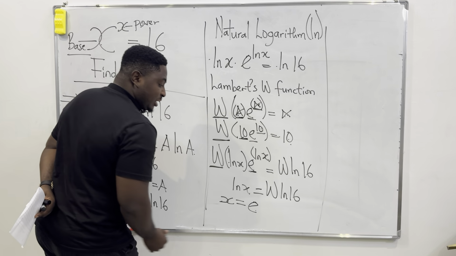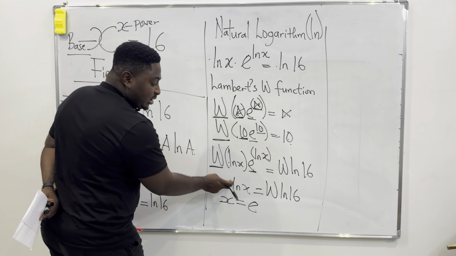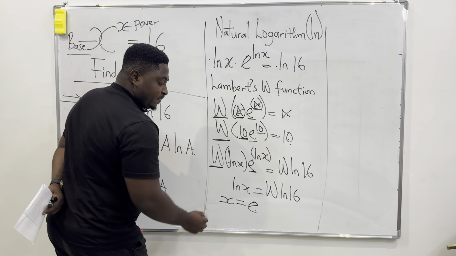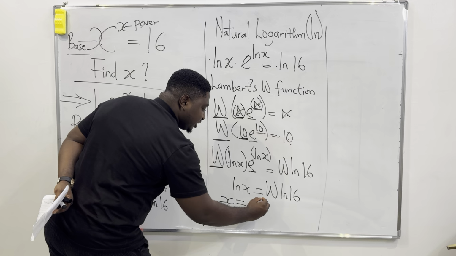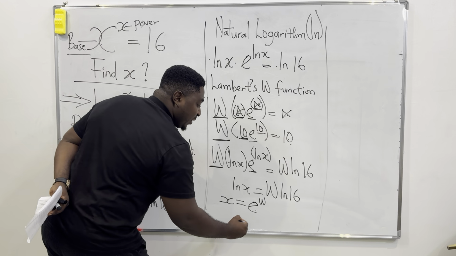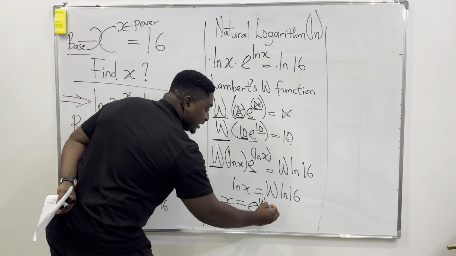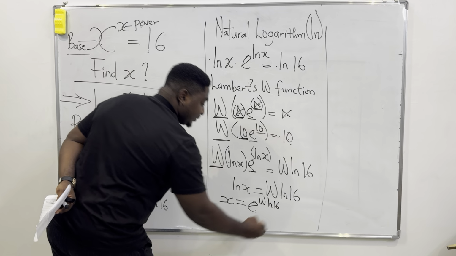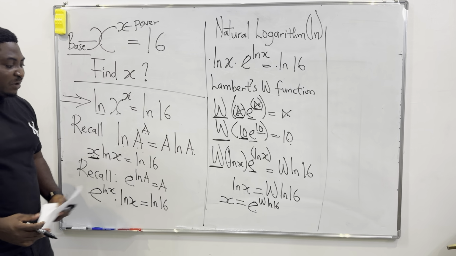So that's exponential, because the anti-logarithm of this is exponential. So that will be exponential of whatever we have on the right hand side before, which is Lambert's ln 16. So we're very, very close already.